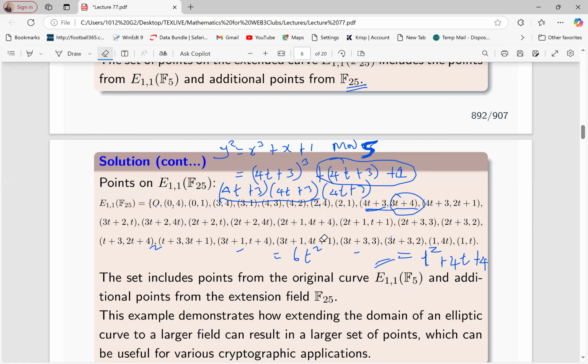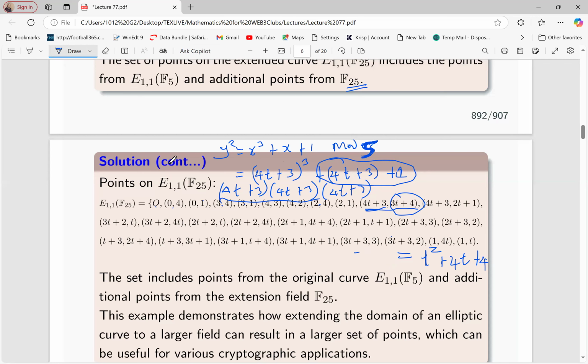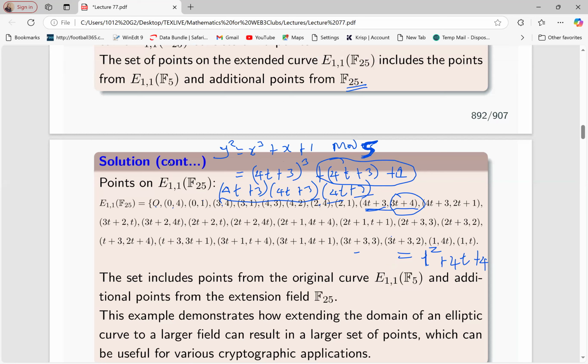And what we are doing is we are trying to show that the new point we got is on the elliptic curve. That's what we want to show. So we're supposed to multiply it by this one now: 4t plus 3 multiplied by t squared plus 4t plus 4.